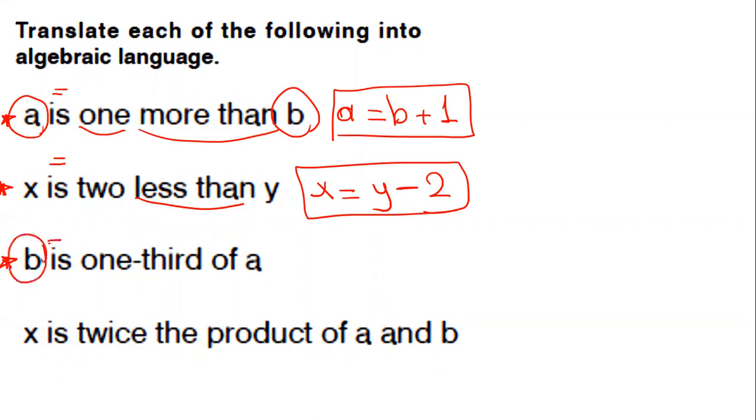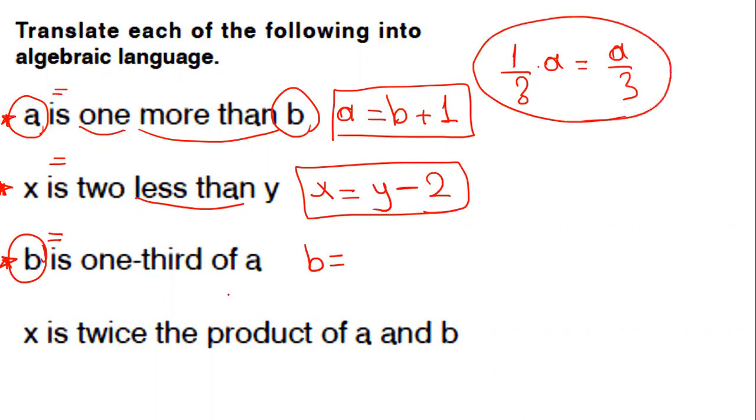And for the other one, the question is saying b is 1/3 of a. So you will say b equals 1/3, which can be written as 1 over 3 times a, or it can be a over 3. These two of them are the same thing. So that will give me a over 3.